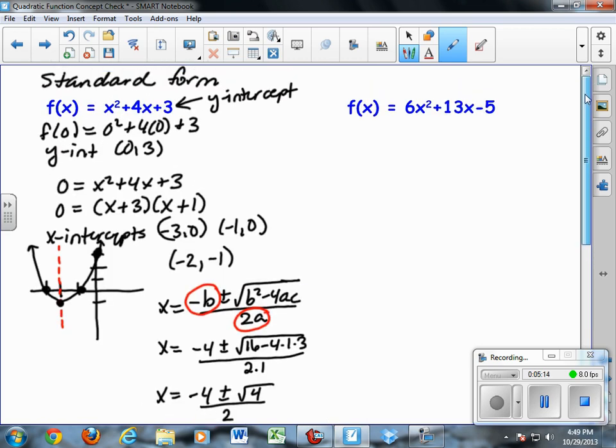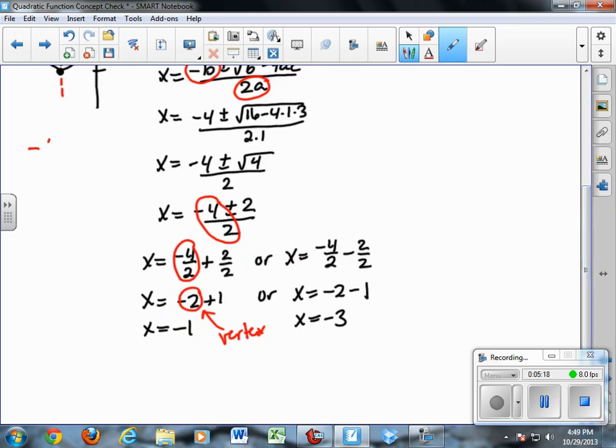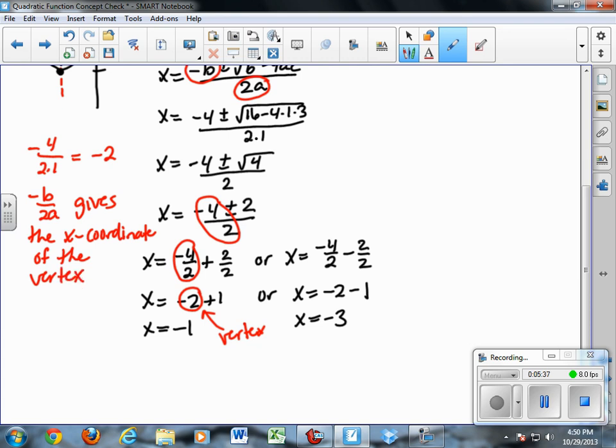So if I go back and look at my original equation, negative b, negative 4 over 2 times 1. Negative 4 over 2 times 1 is equal to negative 2. Negative b over 2a gives the x coordinate of the vertex. So that's an important little piece of information.